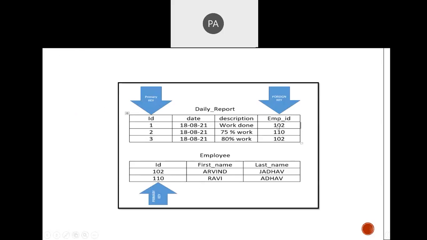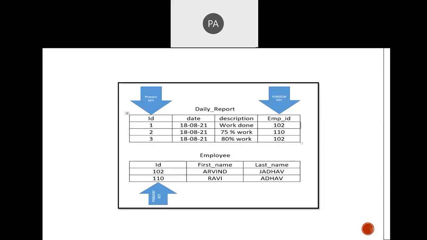Here we got the duplicate amount of data. See, the person having employee ID 102 on the 18th reported work done, and again he made an entry of 102 on the 18th that 80% work completed. That means the employee 102 has two records, duplicate records. Okay, so in that case there is a chance of redundancy.